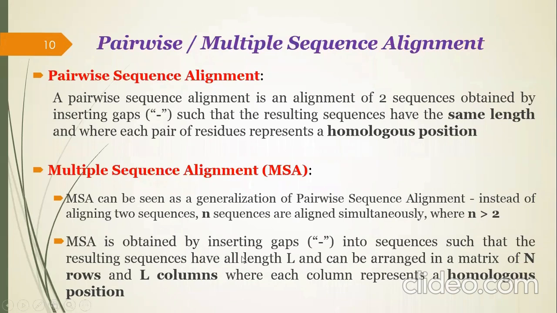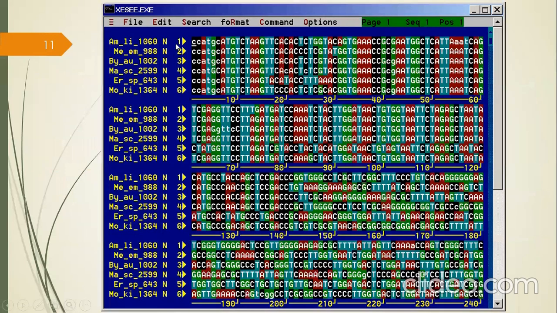And multiple sequence alignment is obtained by inserting gaps in the sequences such that the resulting sequences have length L and can be arranged in a matrix of n rows and L columns, where each column represents a homologous position. So this is actually multiple sequence alignment. You can see we have 6 sequences. These are 6 different types of sequences.